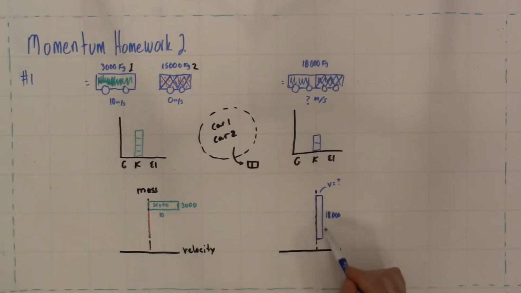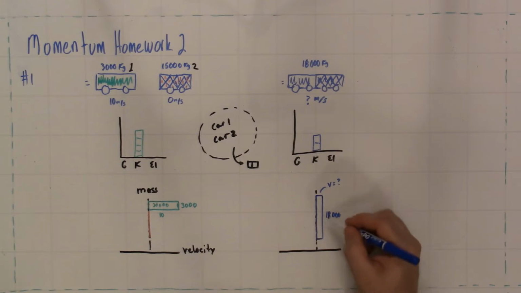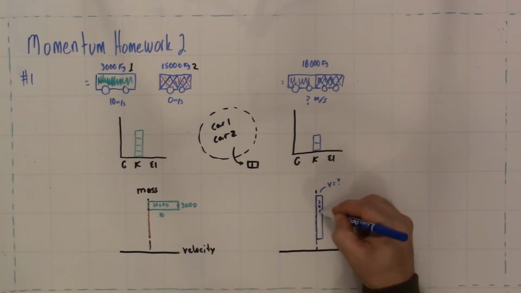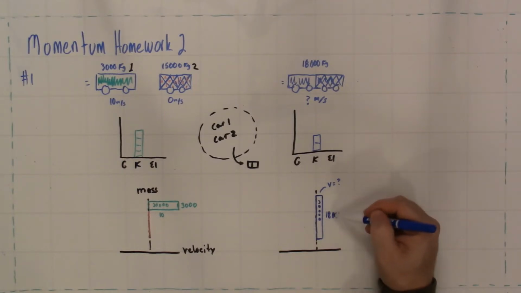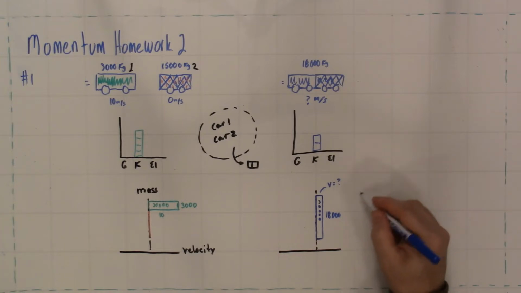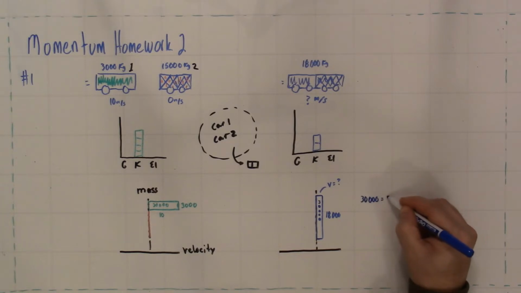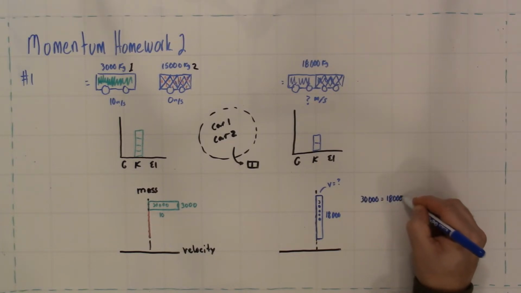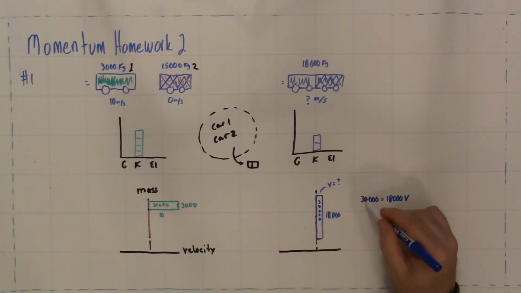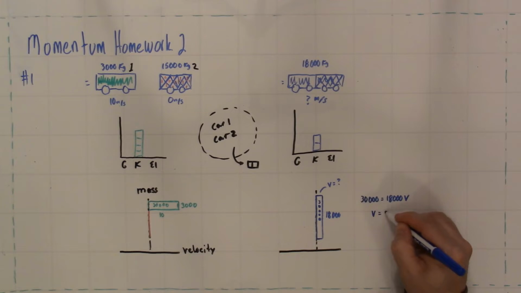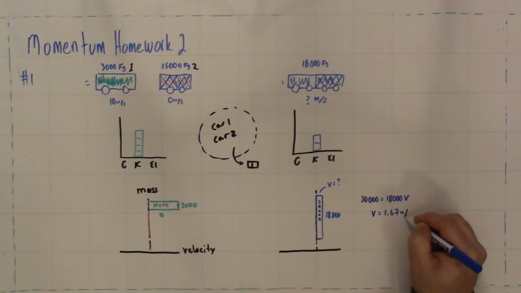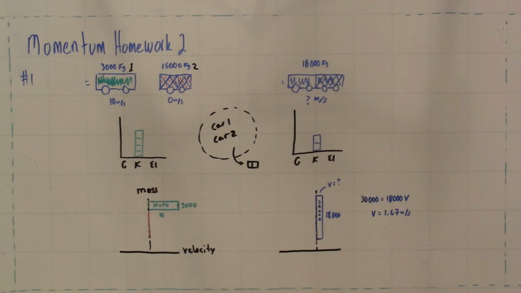Well, that's cool because I know that the area here is 30,000, so what does this area have to be? 30,000. And since this is the area, you take the area divided by the length and you get the width. So we know that 30,000 has to be equal to 18,000 times the combined velocity. 30 divided by 18 seems like it's, I don't know, 5 over 3, maybe 1.67 meters per second.